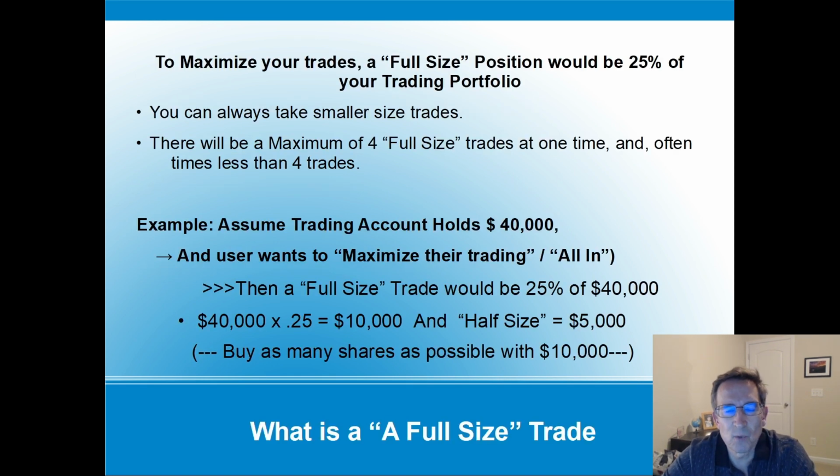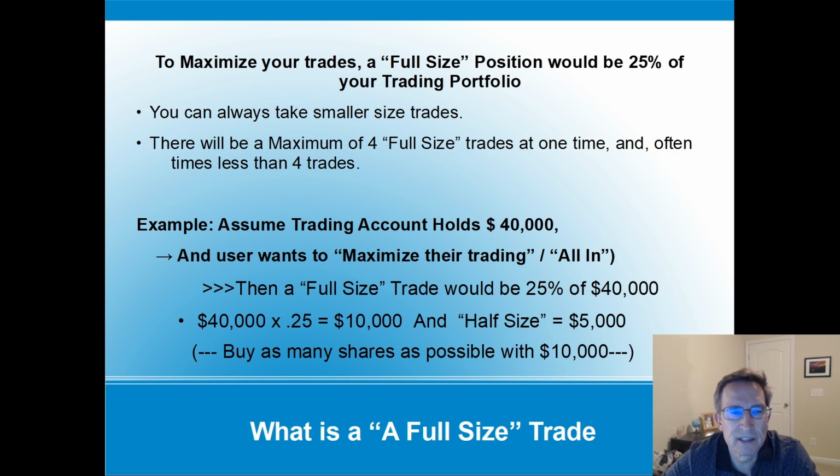All right, so this is what is a full-size order or a full-size trade. Somebody that wants to be all in on the Market Ladder, maximize their profit potential, then a full-size position would be 25% of their trading portfolio. And you can always take a smaller size if that's too much risk for your risk appetite. But just know that there will be a maximum of 4 full-size trades at any one time, and often there will be less than 4 trades.